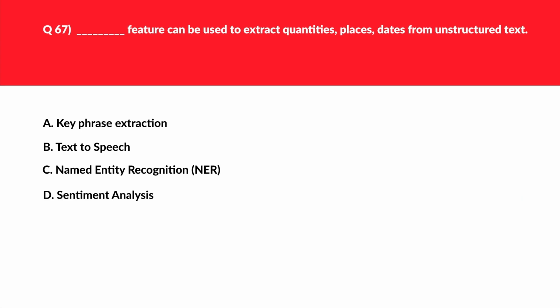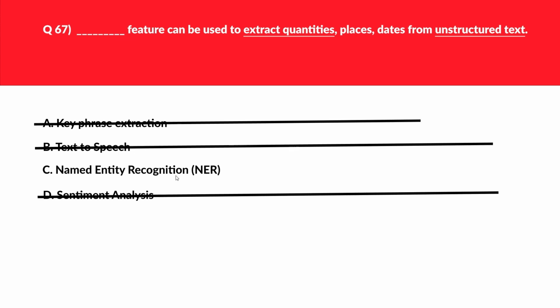Alright, this is somewhat a unique question, but we can arrive at the correct answer by looking at the keywords, that is extract quantities and unstructured text. So we know that named entity recognition, also known as NER, is one of the features which can identify and categorize entities in unstructured text. So we'll keep option C and reject the rest.